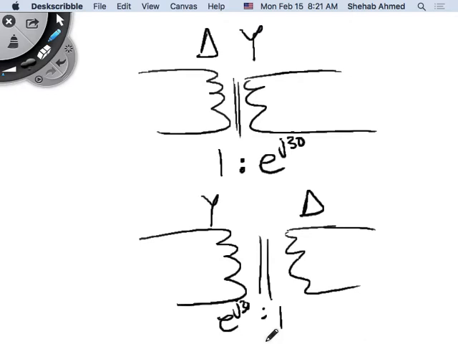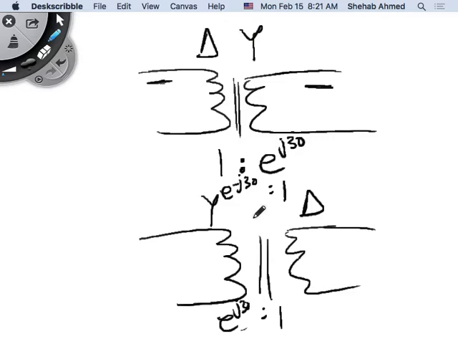So anytime you have to bring currents and voltages from this side to this side, you have to phase shift them by 30 degrees. Right? This can also be written as what? Instead of 1 e to the j30, I can write e to the minus j30 to 1. Right? Same. So the high voltage side leads by 30 degrees, depending on what you want to take as your reference. Right? So that's what we're going to end up with.